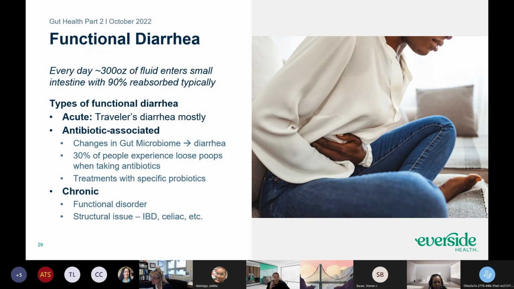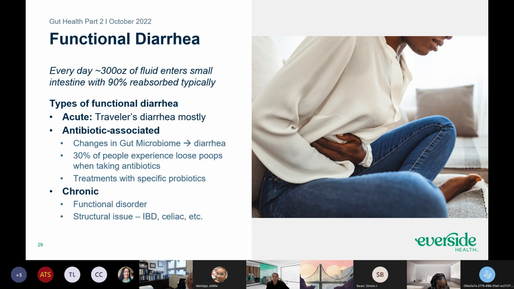So there's three different types, just like constipation. There's acute, which is more like traveler's diarrhea. If you travel and you tend to get diarrhea, that's a big one. Antibiotic associated. So if you've been on an antibiotic and have had diarrhea after being on the antibiotic, it causes changes in that gut microbiome leading to diarrhea. About 30% of people have looser poops when taking antibiotics. And there are treatments with specific probiotics to kind of help with that too.